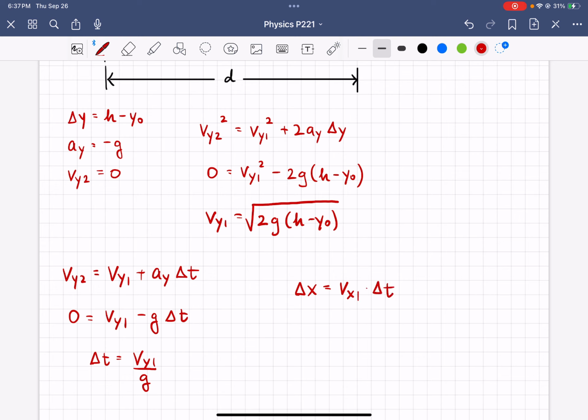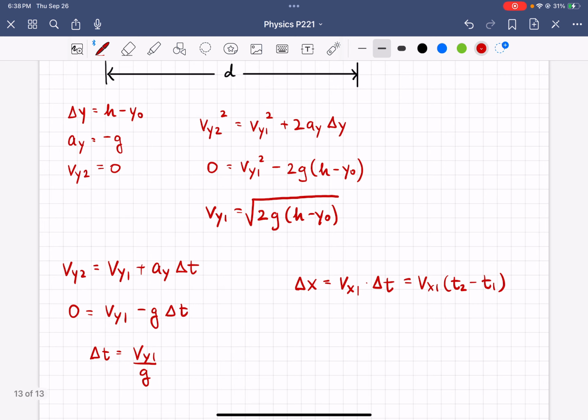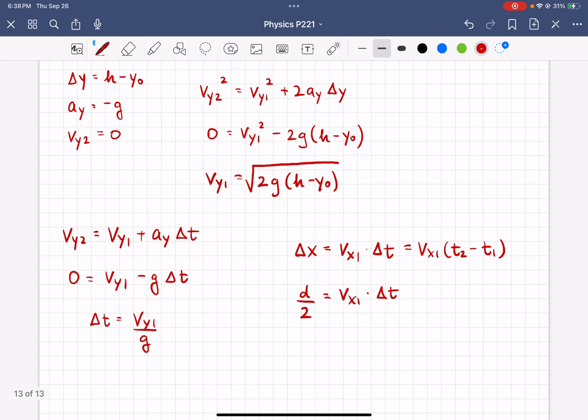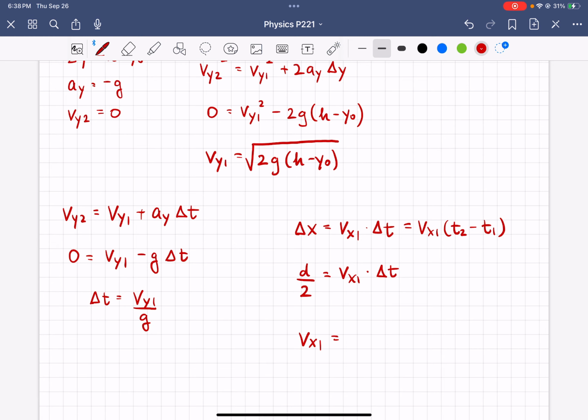All right, so what is the displacement in the x direction? By the time it reaches the peak of its trajectory, it's traveled half the distance between the two people. So I'll have 1/2 d is equal to vx1 multiplied by delta t, or vx1 is equal to d divided by 2 times delta t. Again, I have a way to calculate delta t from before, so I can do that and then plug that into this expression and have my horizontal velocity. So now I know what the horizontal and vertical components of the velocity must be at launch.